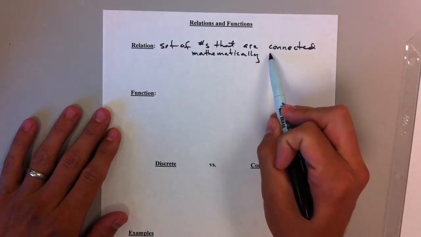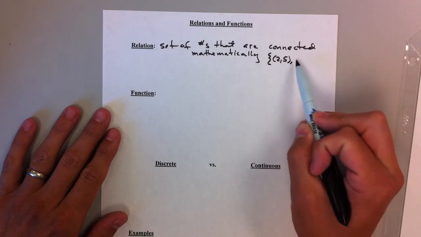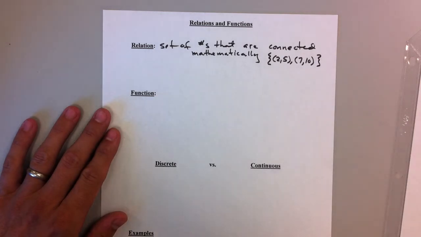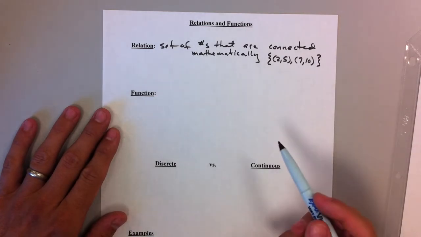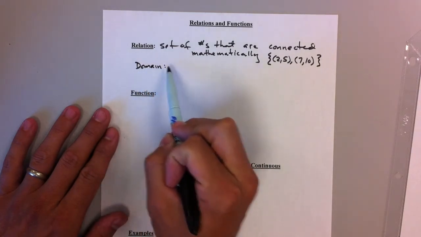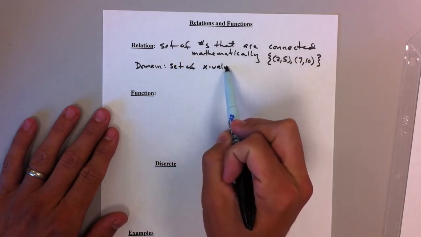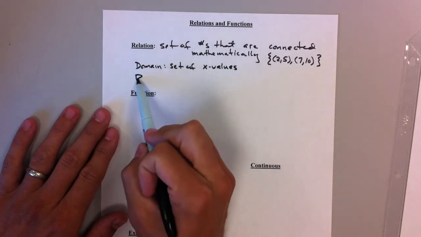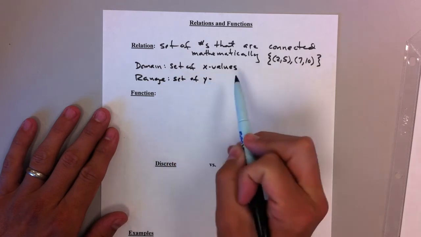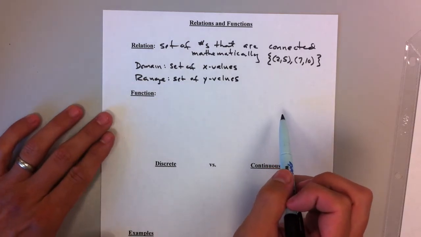The simplest that we'll talk about right from the beginning would be something like (2, 5), a list of coordinates, (7, 10), etc. Okay, and each relation has basically two parts. The first part would be the domain, which would be the set of x values, or the set of x coordinates. It also has a range. That's the set of y values, or the set of y coordinates.